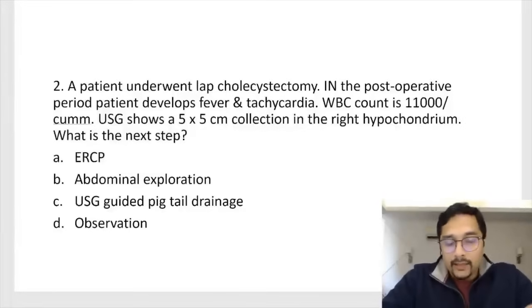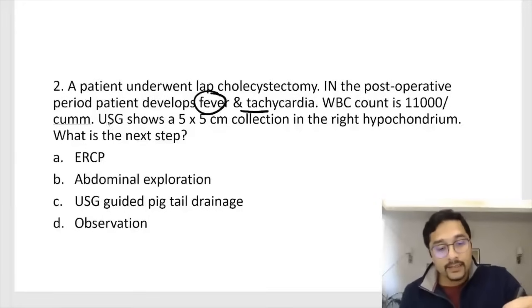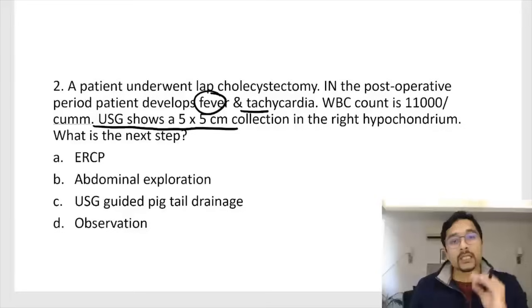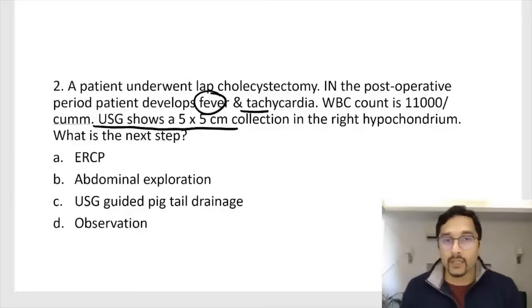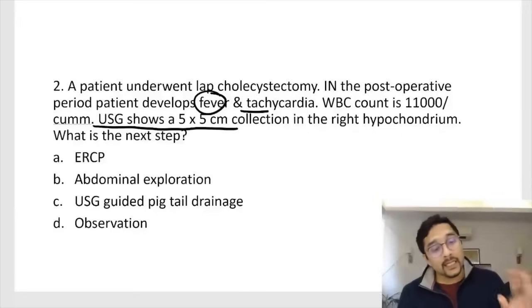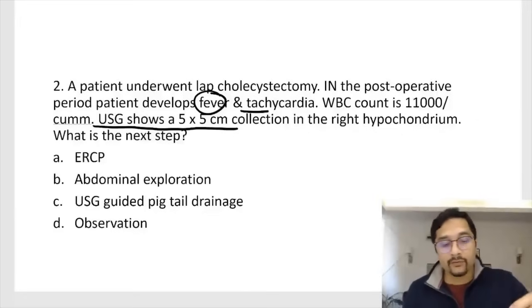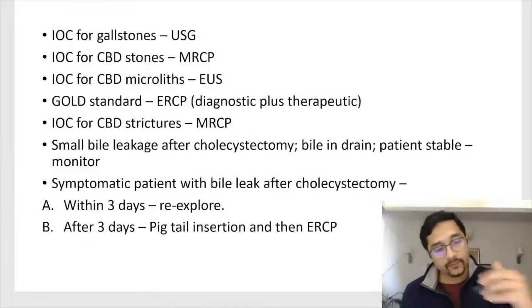A patient underwent a lap cholecystectomy, and in the post-operative period, he develops fever and tachycardia. Counts are raised and ultrasound shows a collection in the right hypochondrium. So the surgery was done, gallbladder was removed from the right hypochondrium. Now there is a collection there, means there is a leak. And if there is a leak, the first thing we are going to do is put a pigtail catheter to drain the collection.